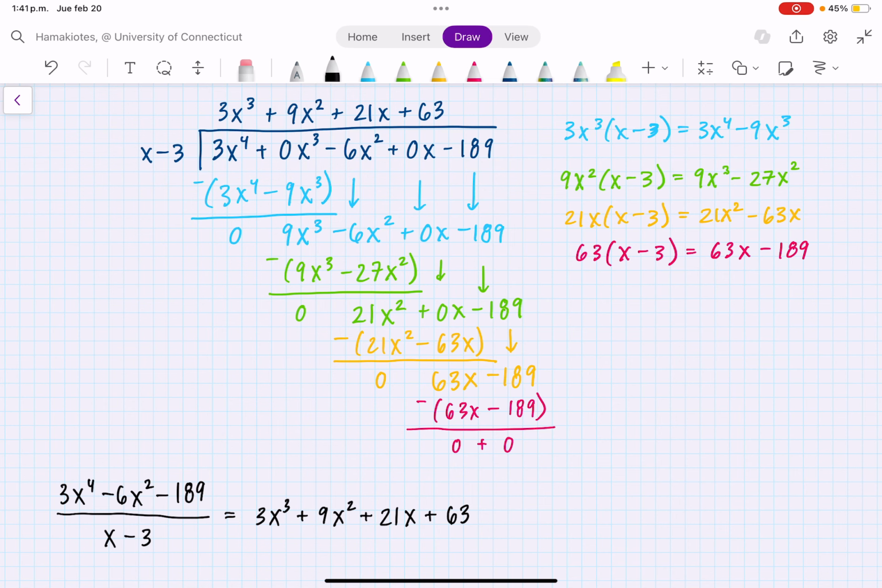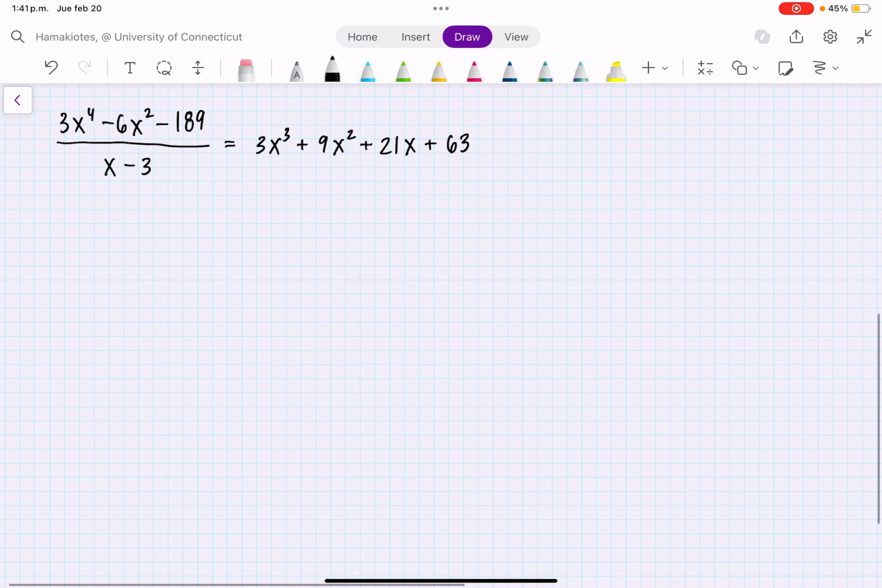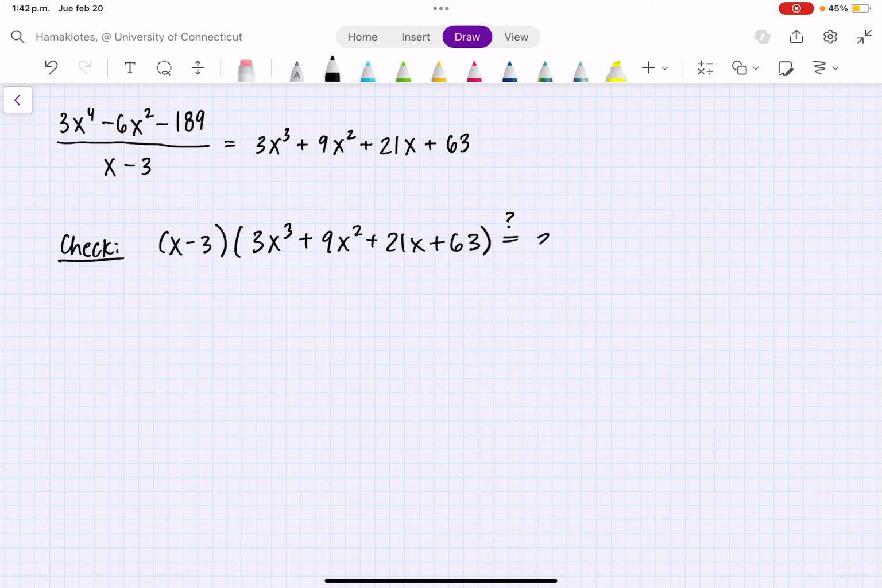So whenever we get a final answer, it's always good to double check our answer. So we can do that just by multiplying x minus 3 by what we got, which is 3x cubed plus 9x squared plus 21x plus 63, and checking that indeed we do get 3x to the 4th minus 6x squared minus 189.